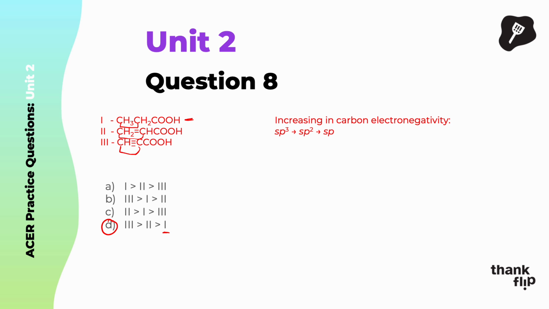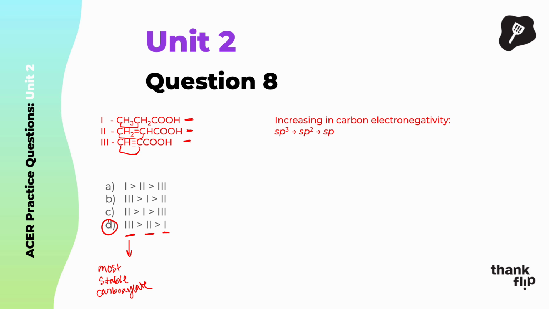But then you can confirm this by going in and saying that, all right, well, this number 2 has a double bond, so it's going to be kind of in the middle. And then number 3 has the triple bond, and so that's going to be the most acidic, it's going to have the most electronegative, or the most electron withdrawing group, which is going to stabilize the carboxylate the most. This one's going to have the most stable carboxylate, which means that it's going to be the strongest acid.